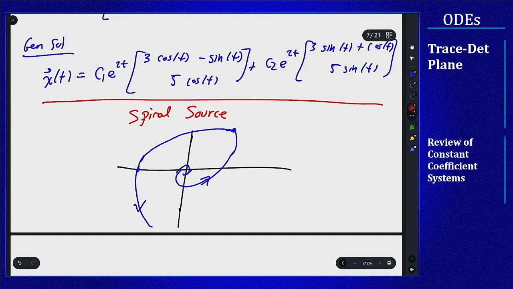And if we were to draw this second one over here, I would get a similar picture where I would start at (1, 0) and end up at (3, 5).